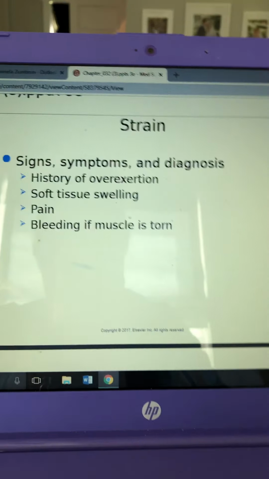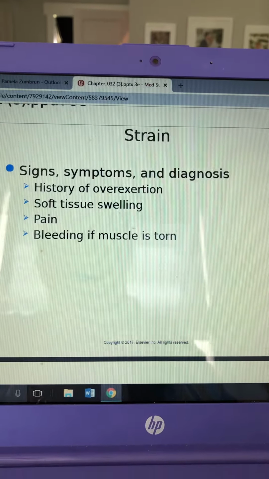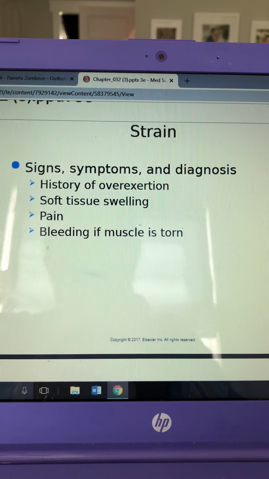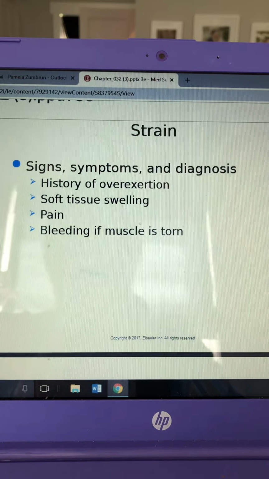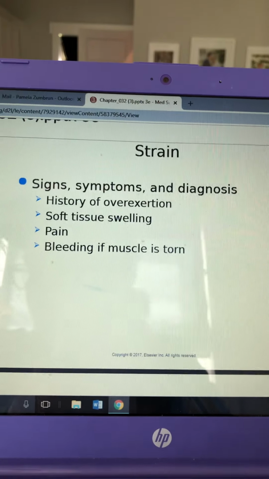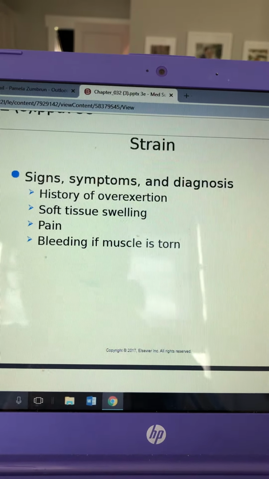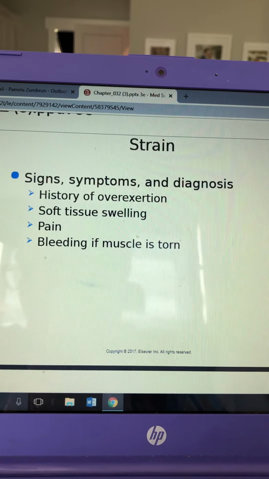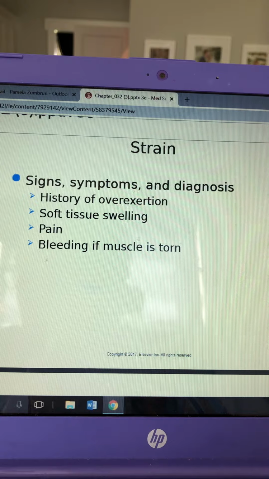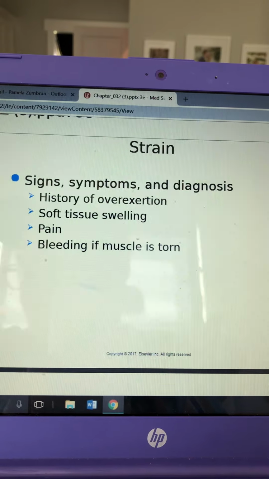All right, let's talk about strains. Signs, symptoms, and diagnosis. With a strain, there could be a history of overexertion, soft tissue swelling, pain, and bleeding if a muscle is torn. So it could be in a muscle, a tendon, or both. And it can be very painful as well.